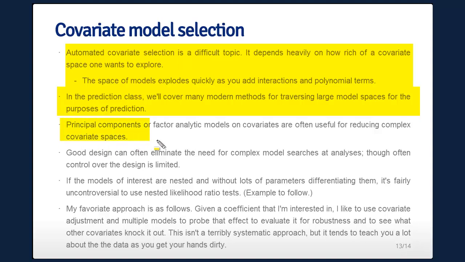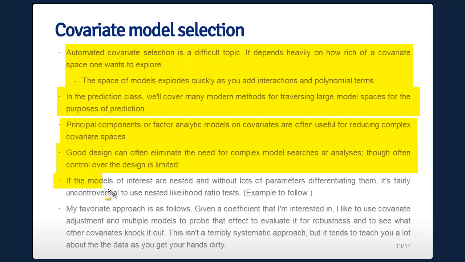If you want to do regression, things like principal components or factor analysis models are often useful for taking complex covariate spaces and reducing the dimensionality. I would say if you're really interested in parsimonious small effects, then consider focusing on design, right? The best example is randomization. But you could also have things like randomization, stratification, and other things that can make your regression model not have to be very complicated because you've put a lot of thought into the design.